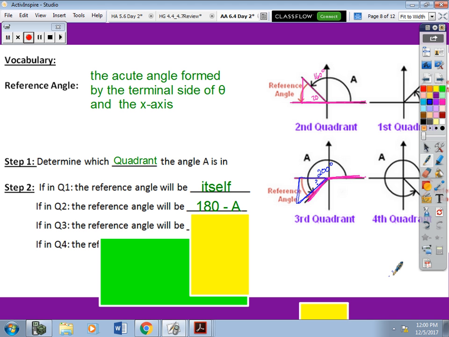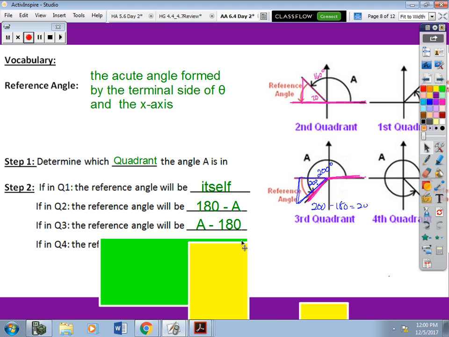Close. It'll just be 20. Yeah. So for this one, if the whole thing is 200, you're going to subtract 180 to get rid of this part to see how much you're left with. So 200 minus 180 will get me 20 degrees. So this one is A minus 180 instead of 180 minus A.